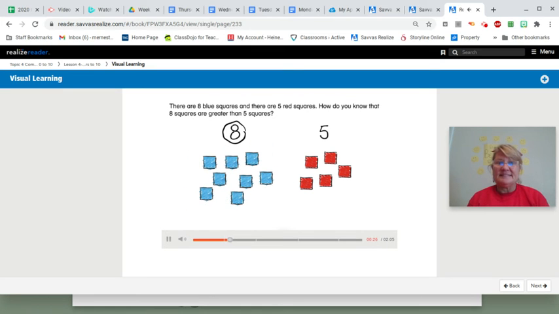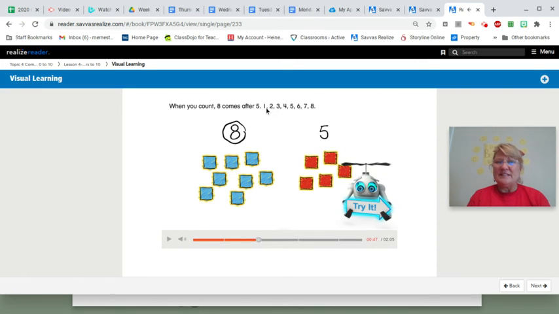There are 8 blue squares and there are 5 red squares. How do you know that 8 squares are greater than 5 squares? When you count, 8 comes after 5. 1, 2, 3, 4, 5, 6, 7, 8. So do you see the little number line that they did there? It's kind of like yesterday's assignment too. And we know that when we count, we're adding one more each time. So I could start with this 5 and keep adding cubes and I could get up to 8. But when it's only 5, 8 is definitely more.